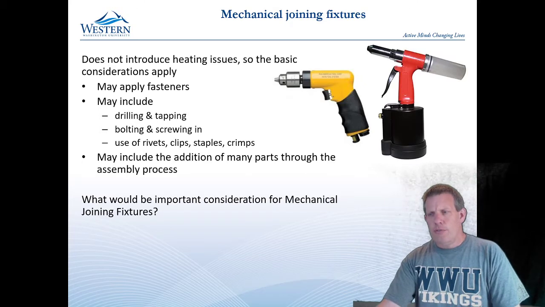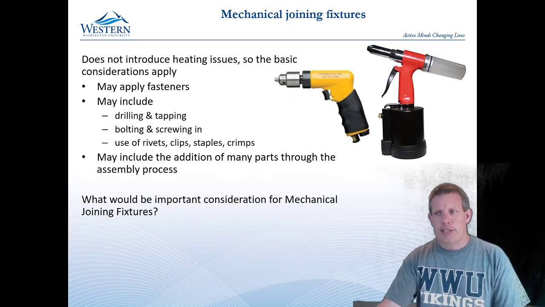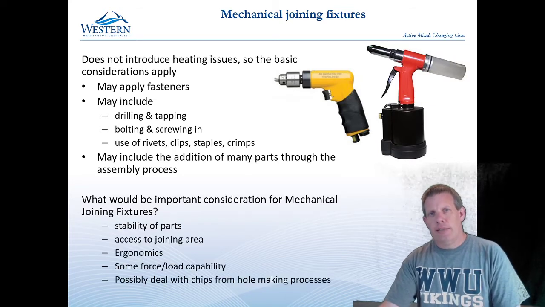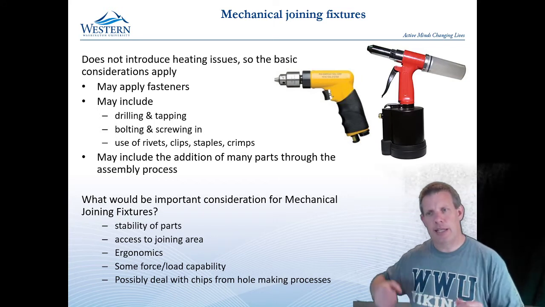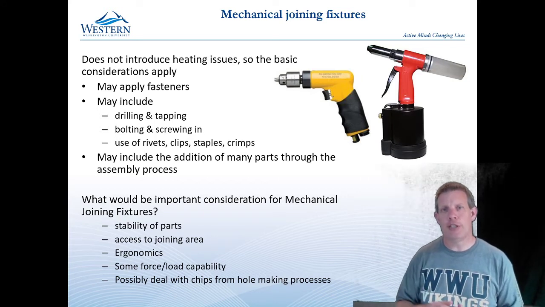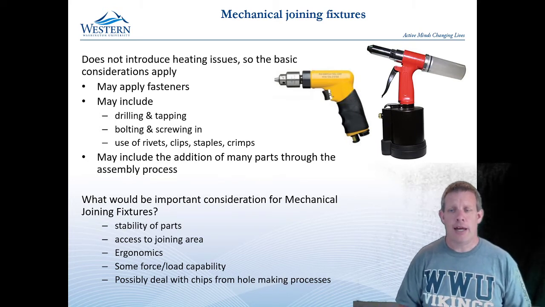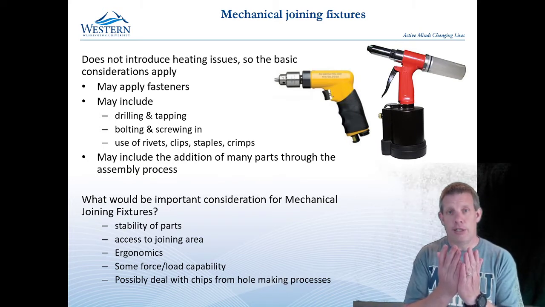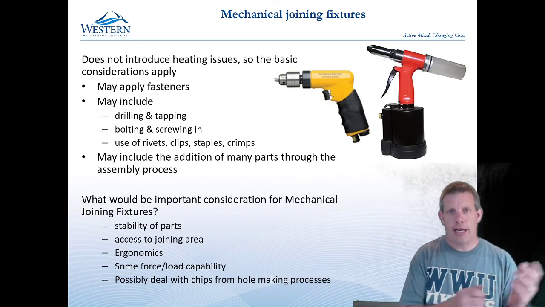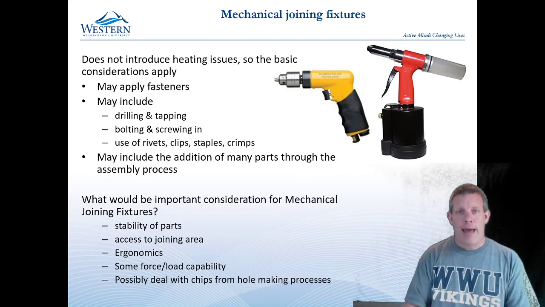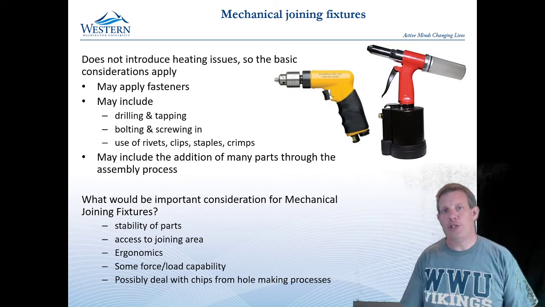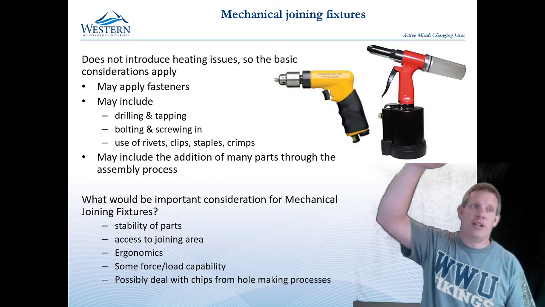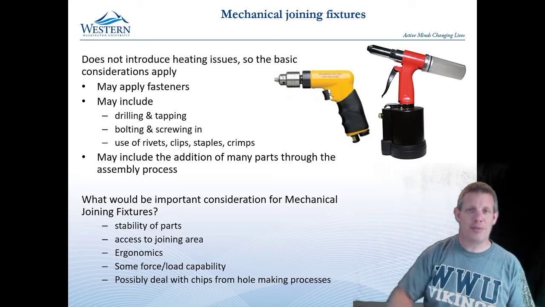Okay, so what would be important considerations for mechanical joining fixtures? Well, certainly the stability of the parts. If I am putting them together and then I'm having to push on it hard enough to drill a hole through something like steel, I have to be supporting those parts really, really well. I can't have the parts sliding from side to side. Access to that area for these tools. The ergonomics. So if I'm working on a tall sheet and some of it I'm having to work up above my head, that makes my hand go off the camera, sorry.